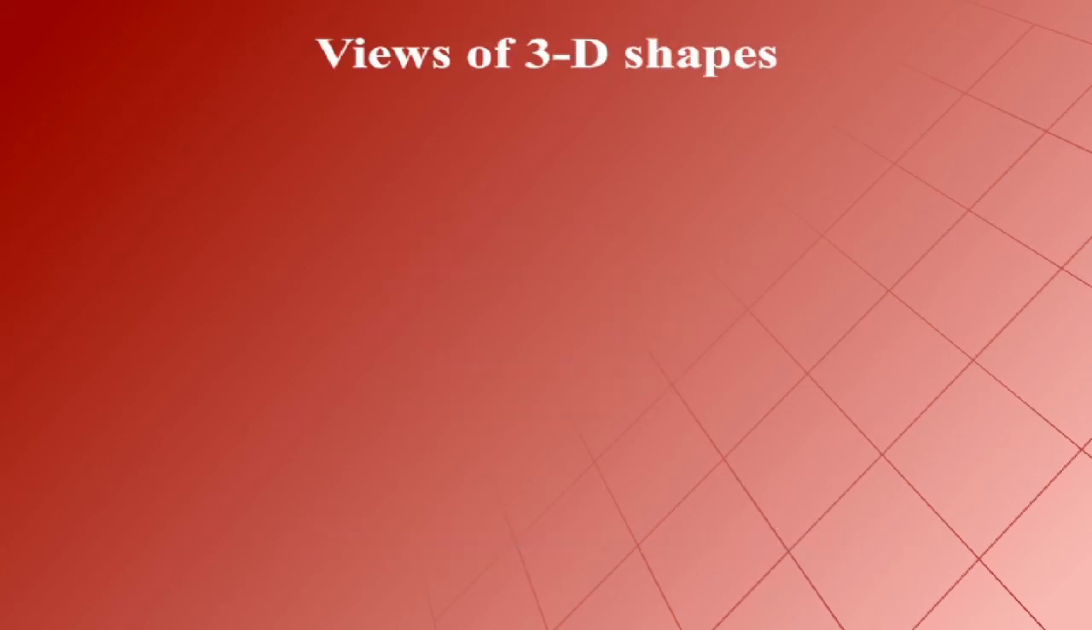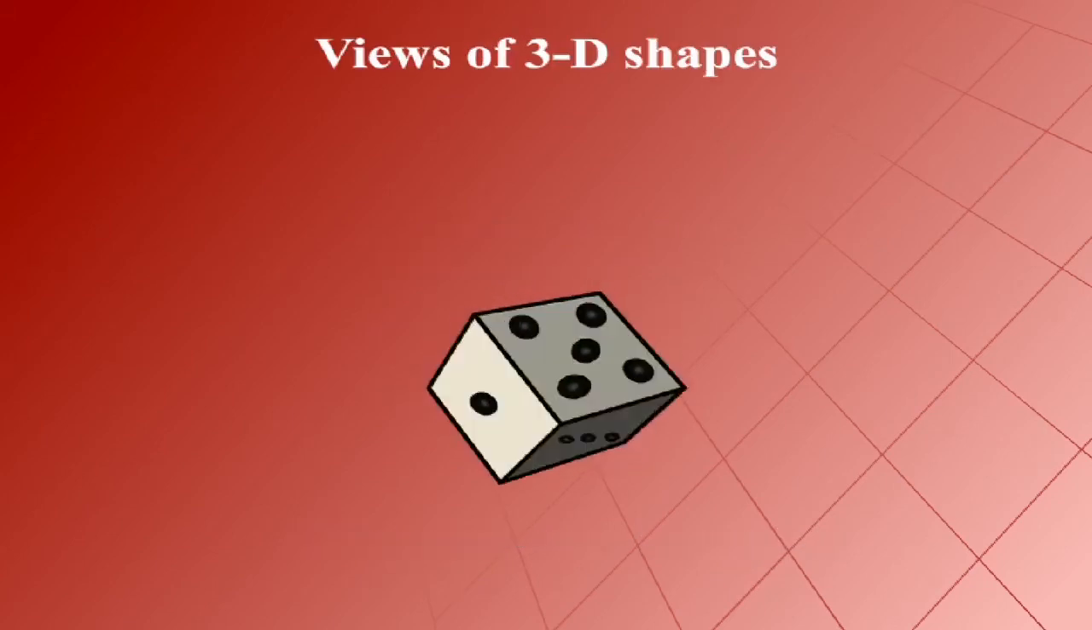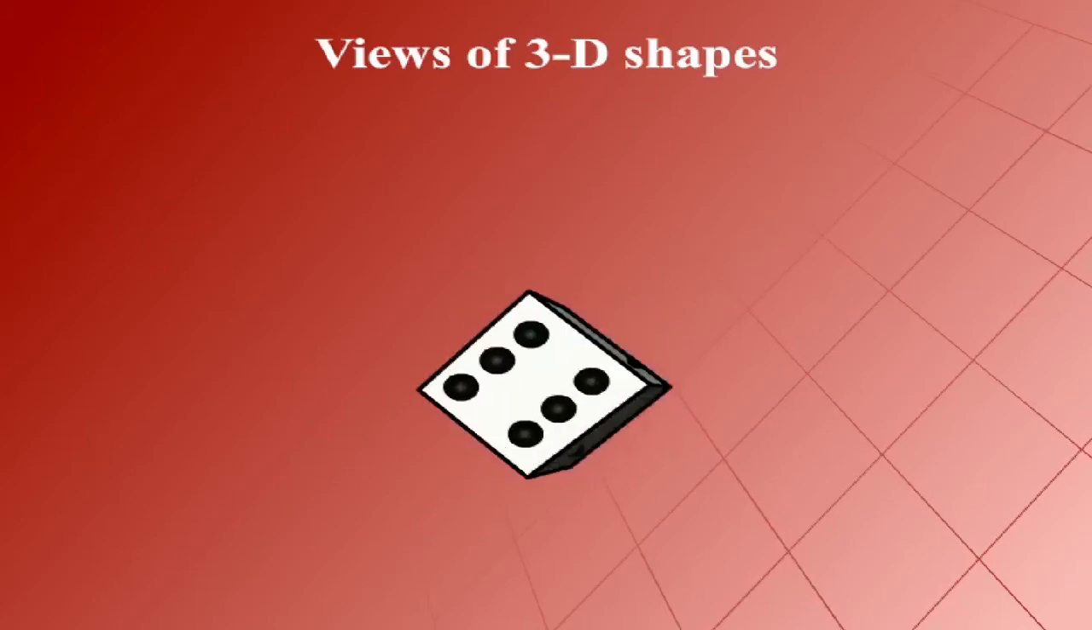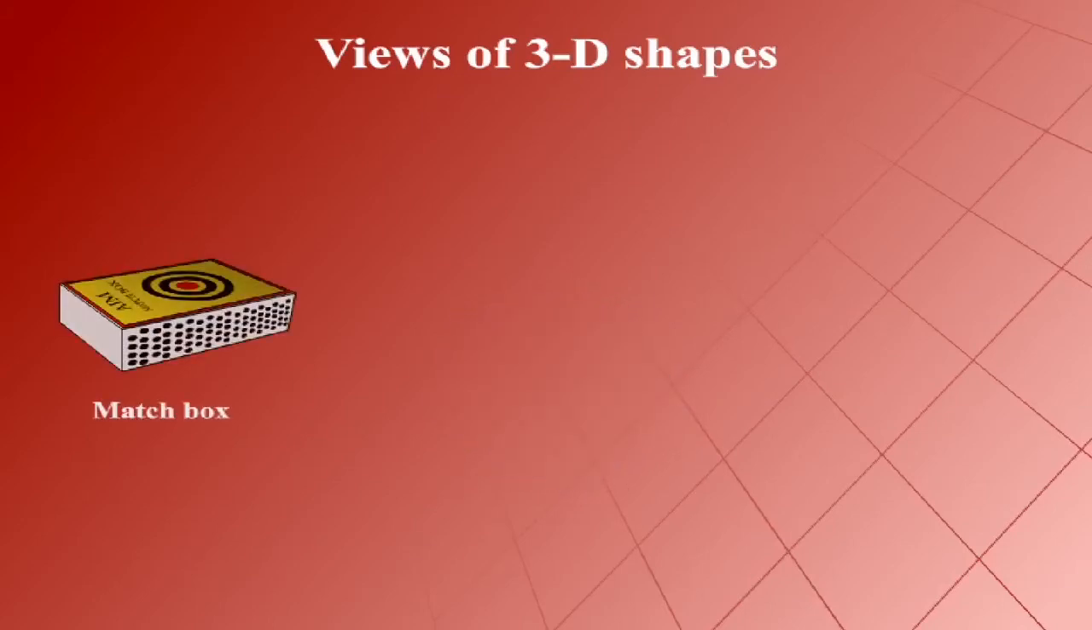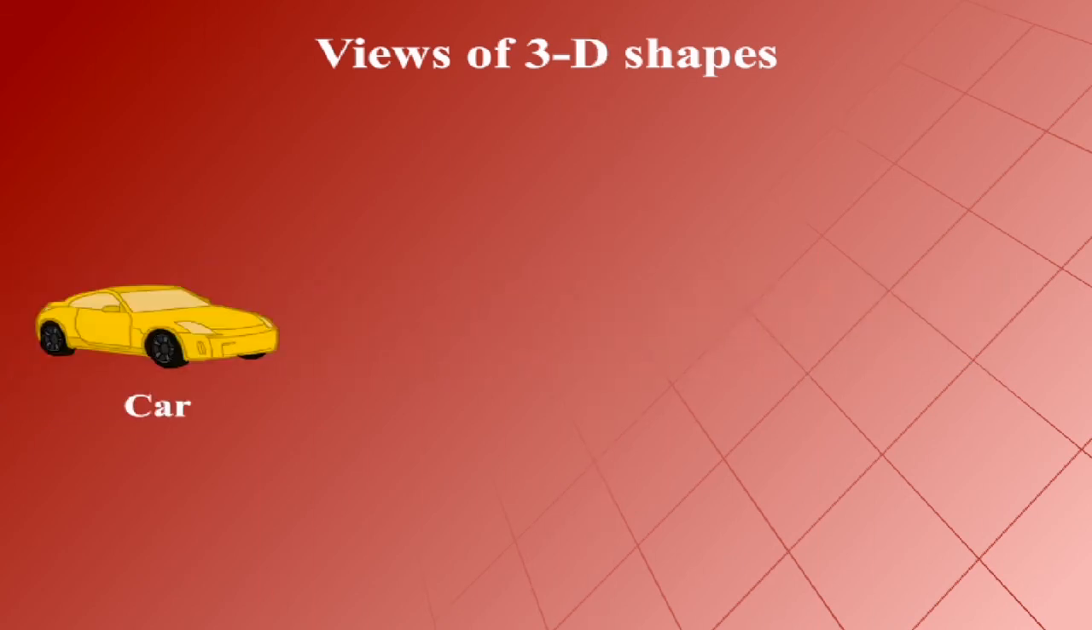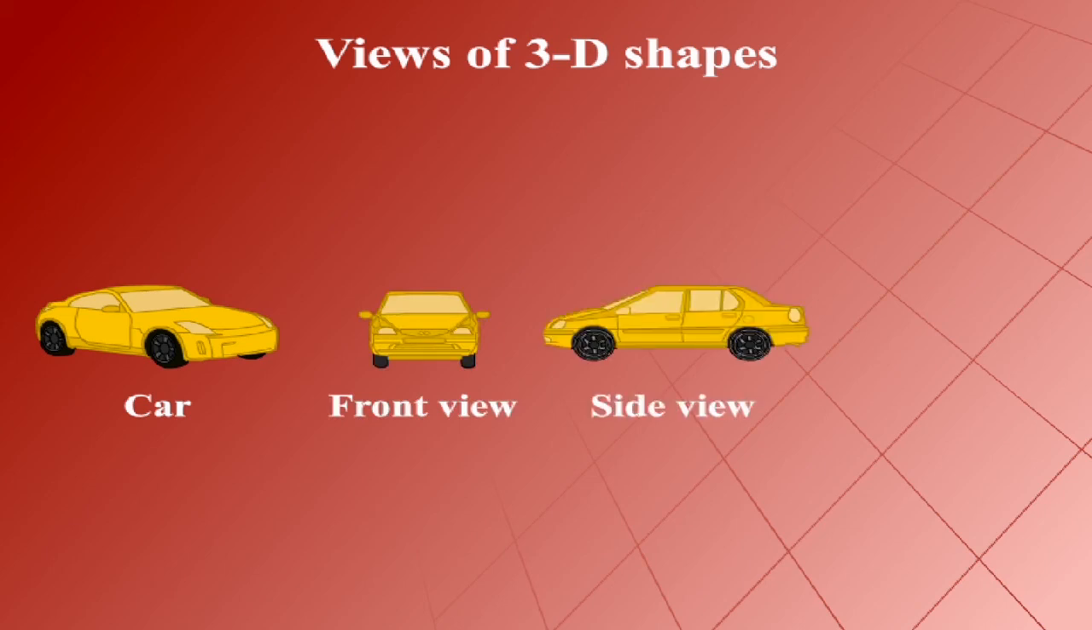Views of 3D shapes. You know that 3D objects look different when these are viewed from different directions. For example, a given matchbox can have these 3 views: front view, side view and top view. Similarly, a car can have these 3 views: front view, side view and top view.